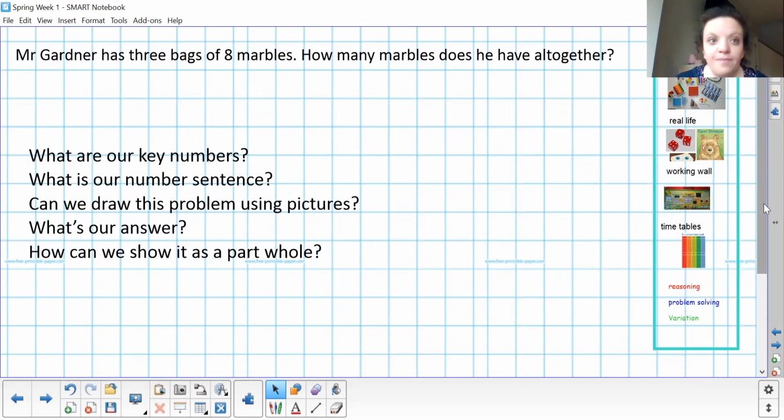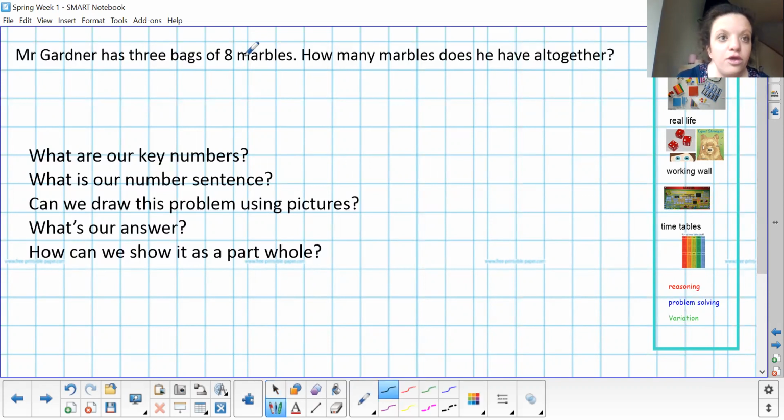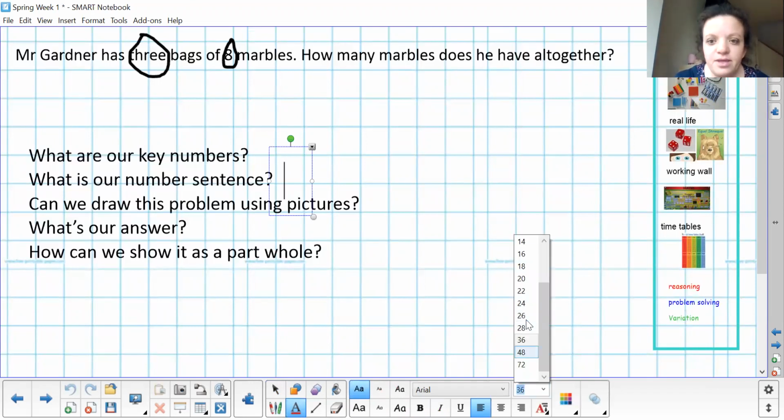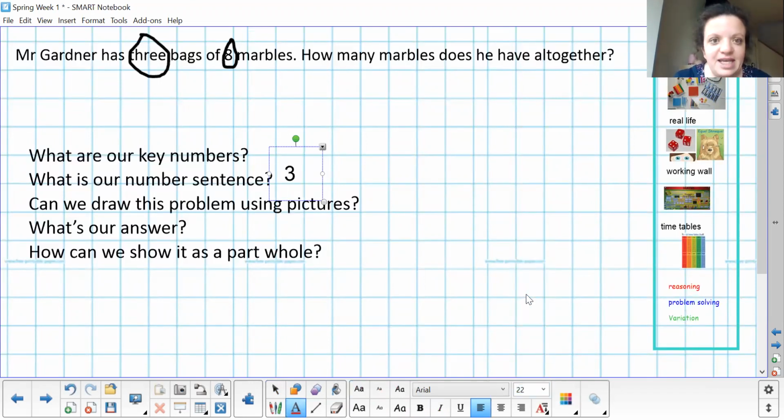Okay, so let's start. Mr. Gardner has 3 bags of 8 marbles. How many marbles does he have altogether? So what are our key numbers? Our key numbers are 3 and 8. Now, are we going to be adding 3 and 8? Do we have 3 marbles and then 8 marbles? No, we've got 3 bags of 8 marbles. So that's like 3 groups of 8 marbles. So our number sentence will be 3 times 8. So 3 groups of 8 equals.